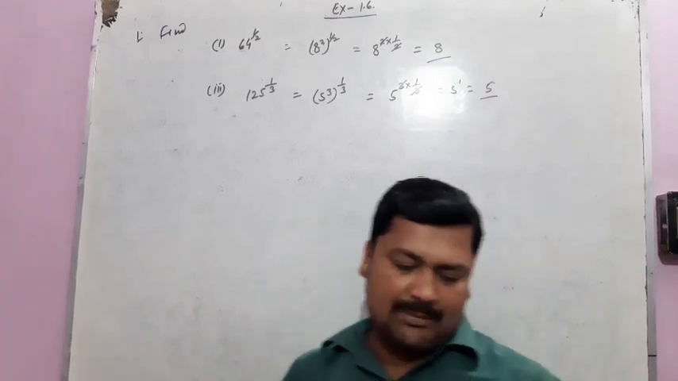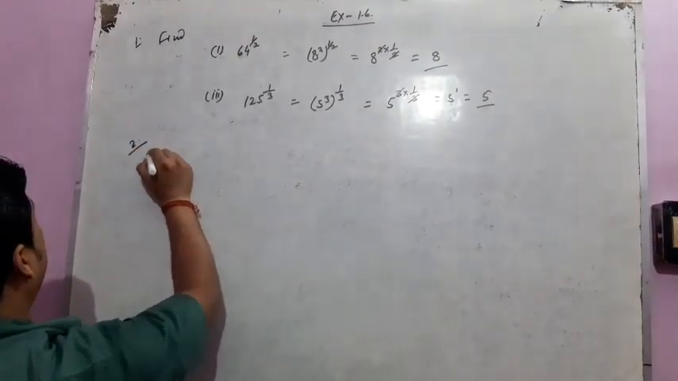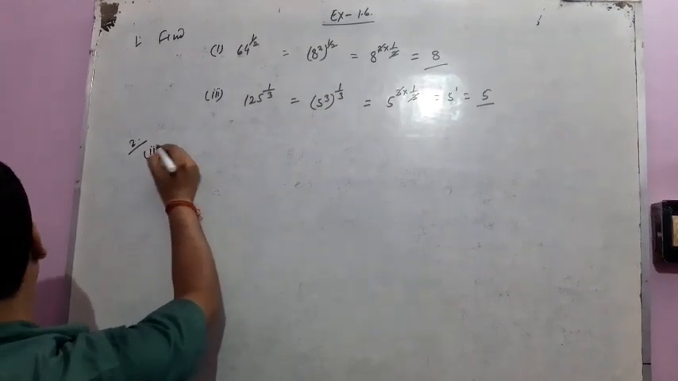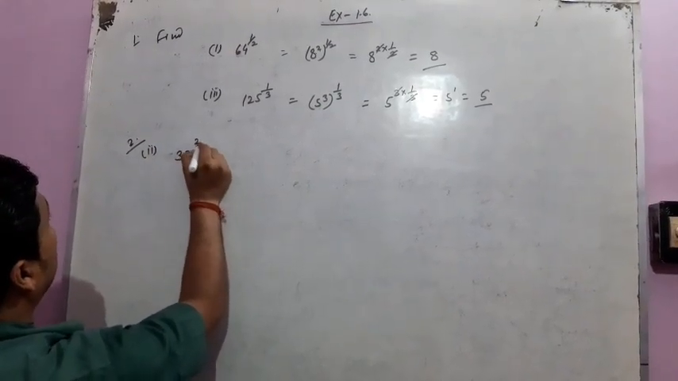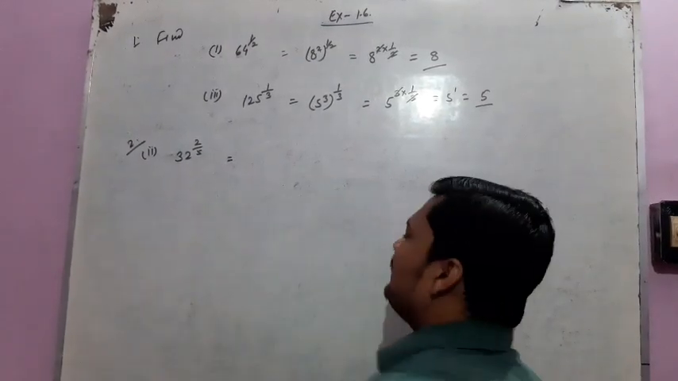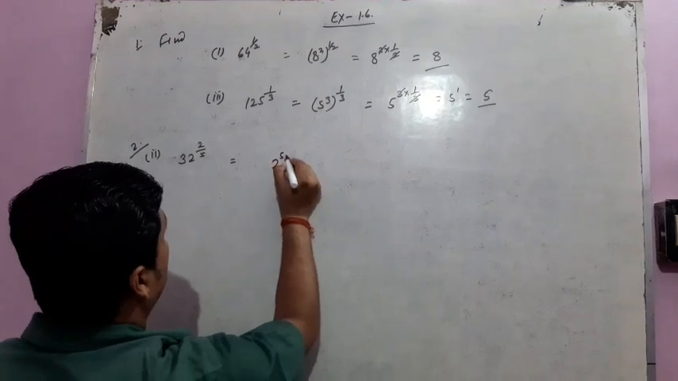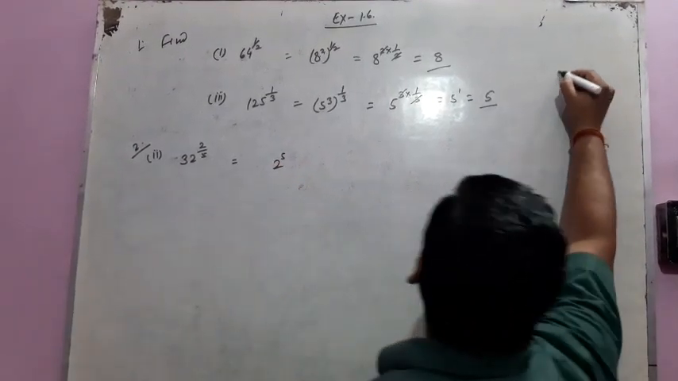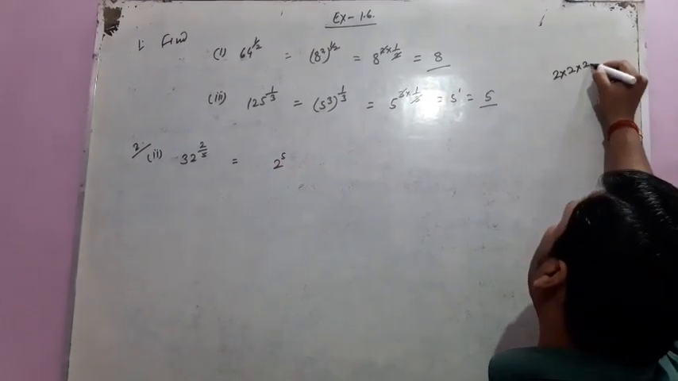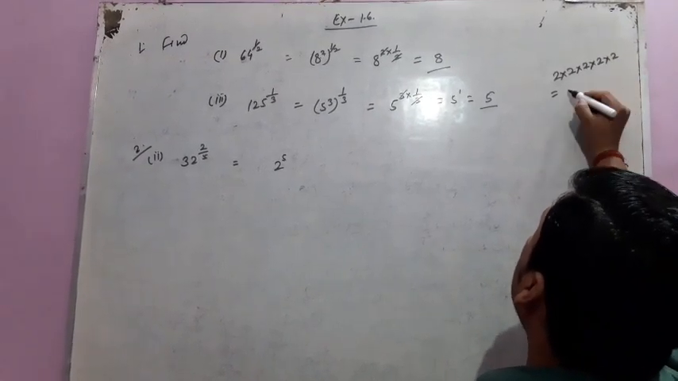Similarly, look at question number 2. 32 to the power 2 by 5. Now we can express 32 as 2 to the power 5. 2 to the power 5 is 2 into 2 into 2 into 2 into 2. What is the value here? 2 to the 4, 2 to 8, 2 to 16, 2 to 32.